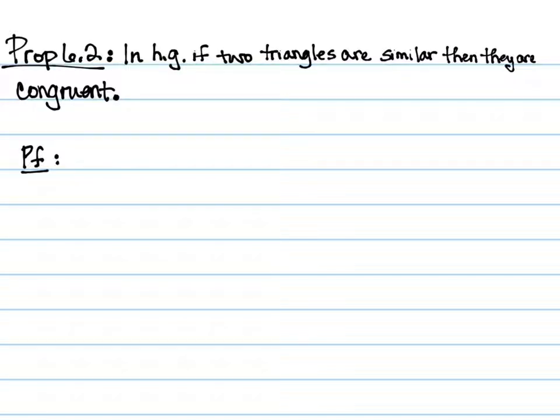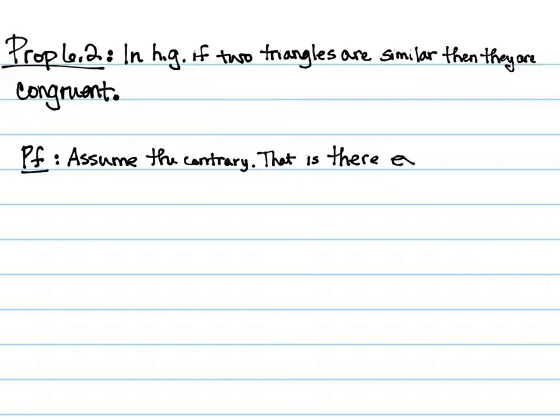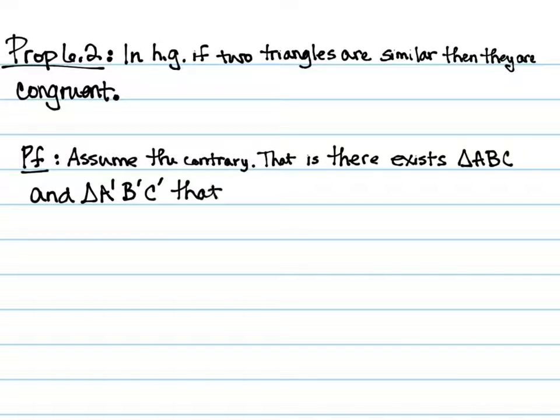We're going to do this by assuming the contrary. Okay, so I kind of like those kind of proofs. I find them to be a little bit easier because you're looking for some kind of a contradiction in them, and it works very nicely for this one. So we're going to assume the contrary. That is, there exist triangle ABC and triangle A prime, B prime, C prime that are similar and not congruent.